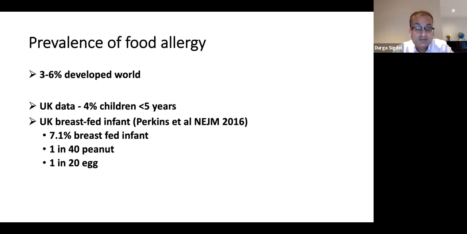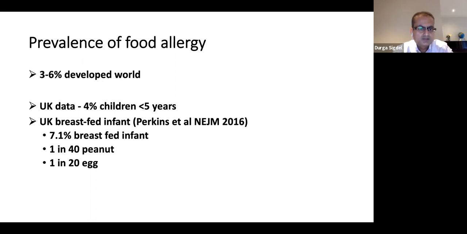How common is food allergy? If you look at different population-based studies, they report slightly different figures. Generally, the prevalence of food allergy is around 5% in the UK. This is a paper from Michael Perkins in 2016, who found 7.1% food allergy in breastfed infants, and 1 in 40, that is 2.5%, to peanut, and 1 in 20, that is 5%, to egg. But roughly the prevalence of food allergy is 5%.